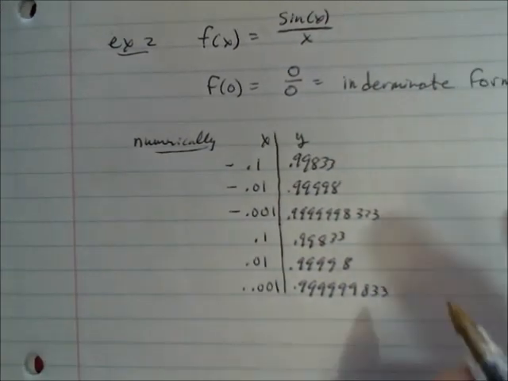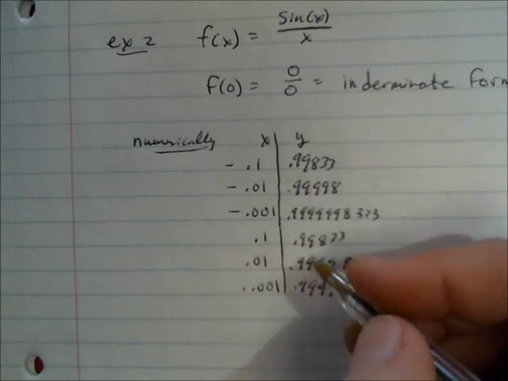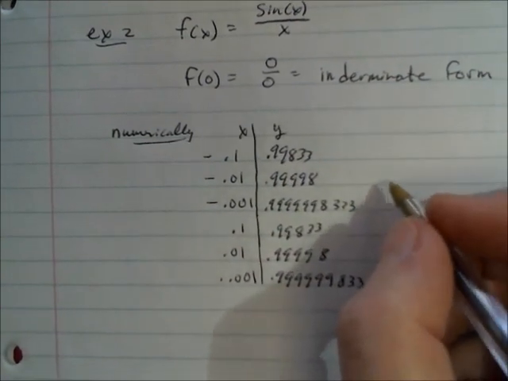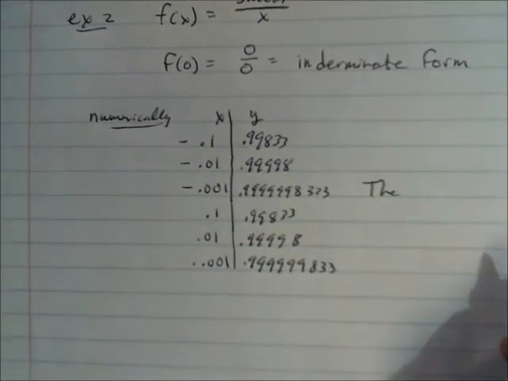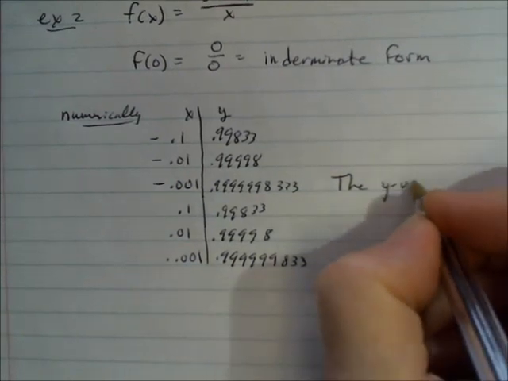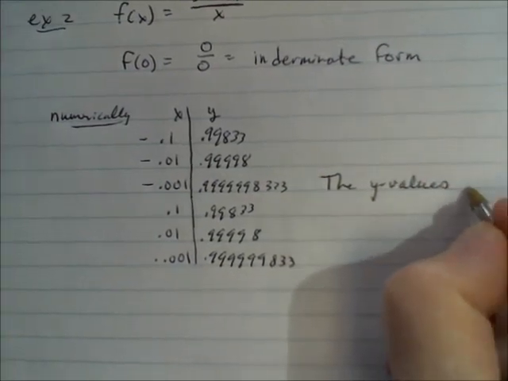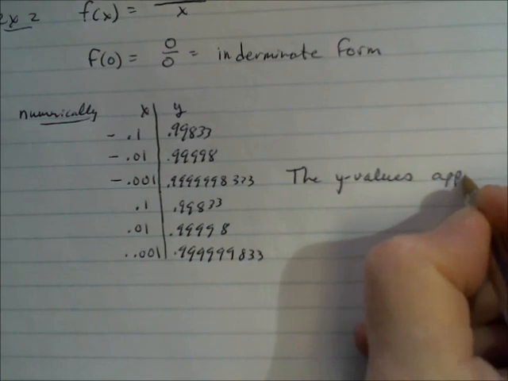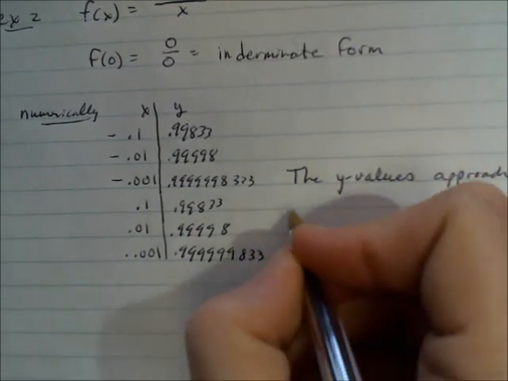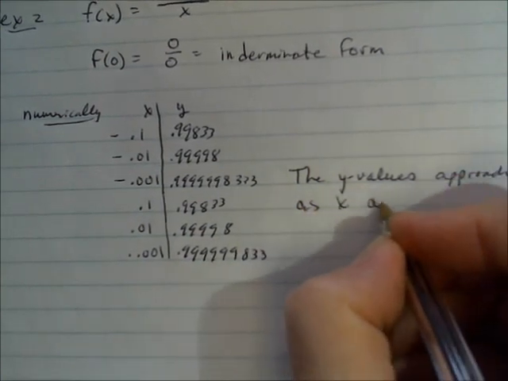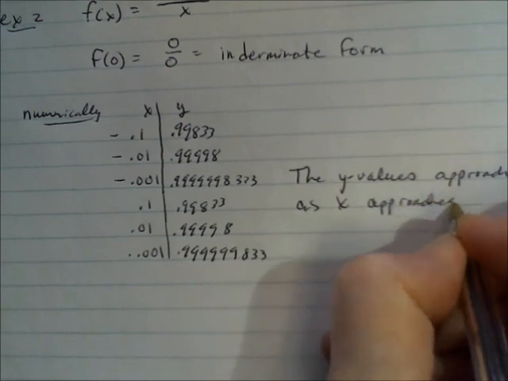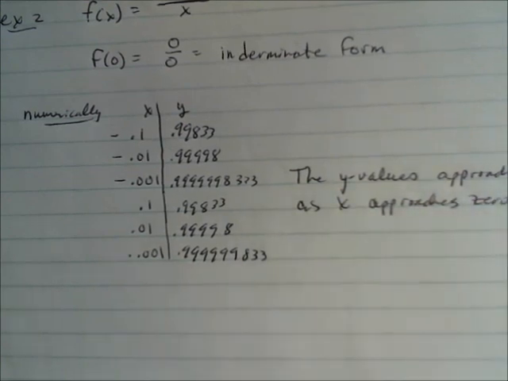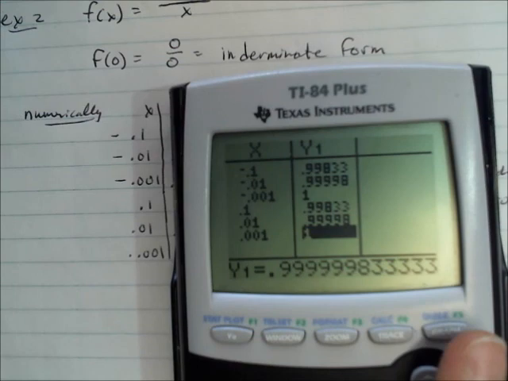So what are the y values approaching? It looks like the y values are approaching 1 from a numerics perspective. So the y values approach 1 as x approaches 0. And then the other way to look at this is graphically.